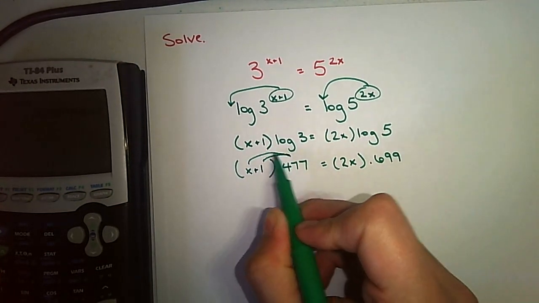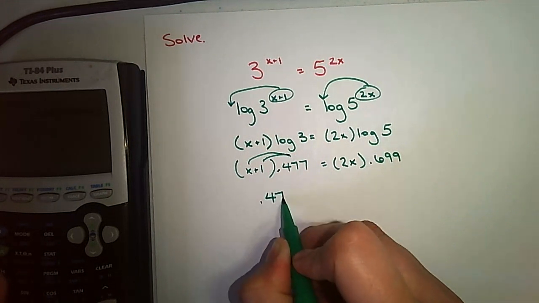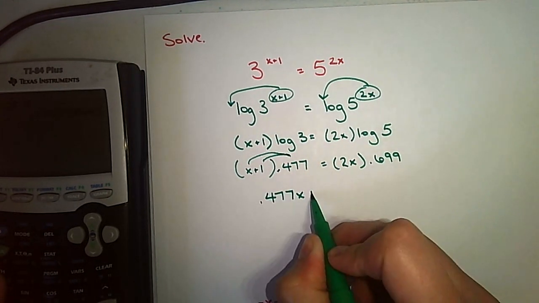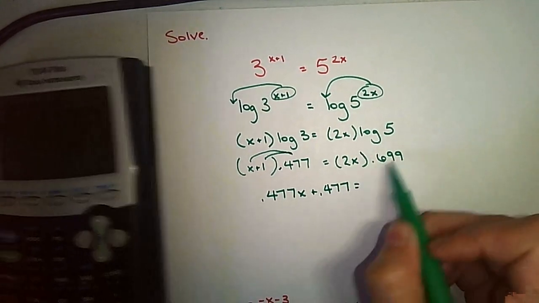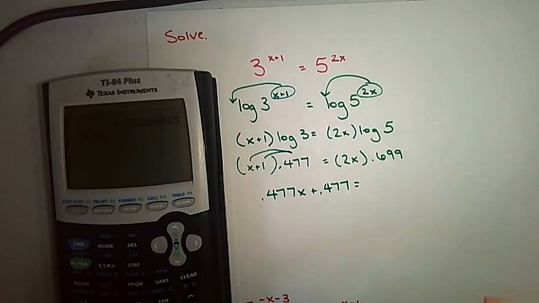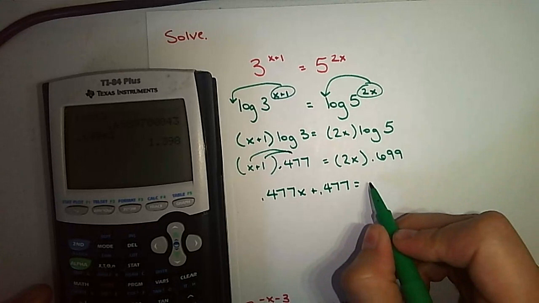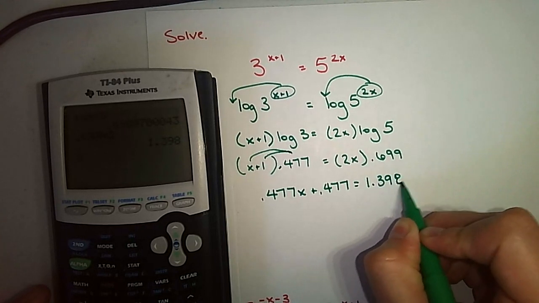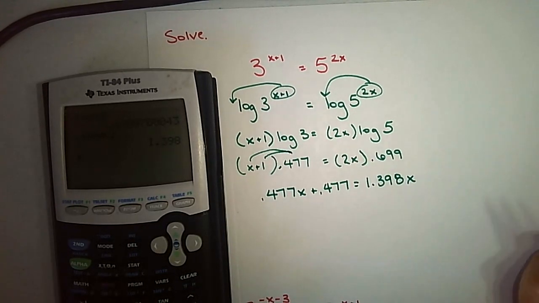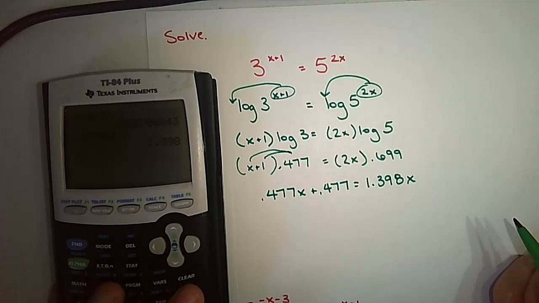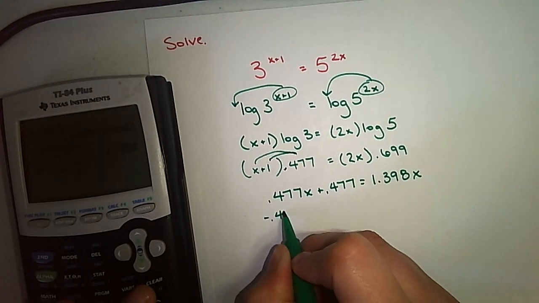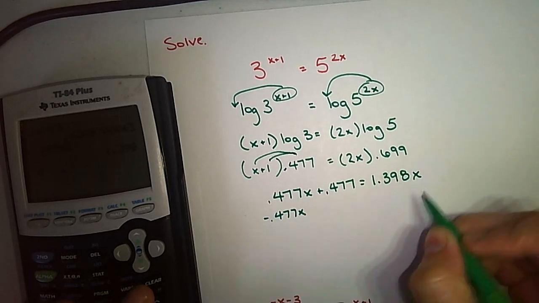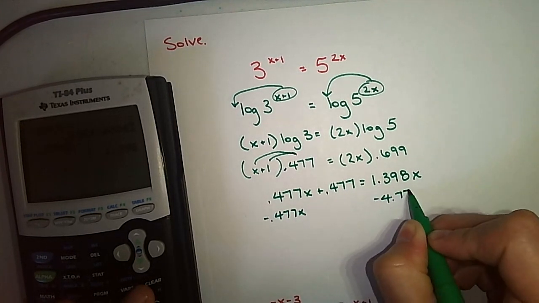So I would get 0.477x plus 0.477. And then over here, 0.699 times 2 will give us 1.398 times x. And now a simple equation to solve, I need to go ahead and subtract 0.477x from both sides.